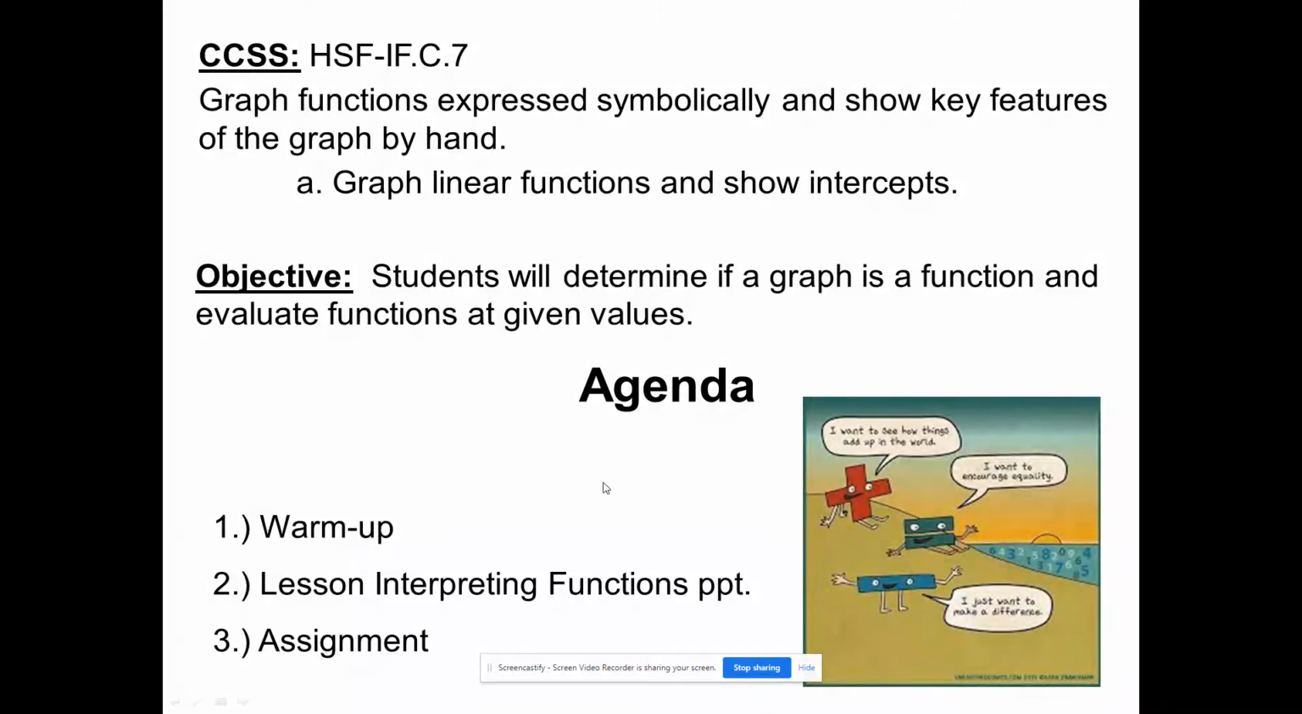All right, so today we're going to look at functions and interpreting functions. We'll look at function notation and looking at a graph and how to interpret, how to answer questions with greater than, less than, equal to.